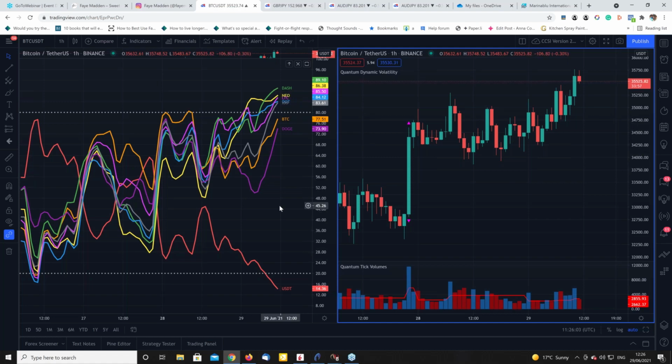It looks very similar to... we're going to be launching this. I think we might even get this out next week. It looks very similar to the Currency Strength Indicator because it's designed on the same principles, and you would use it in a very similar way.